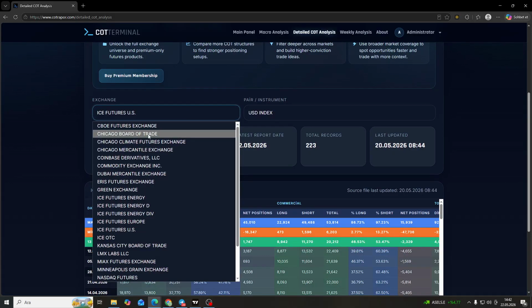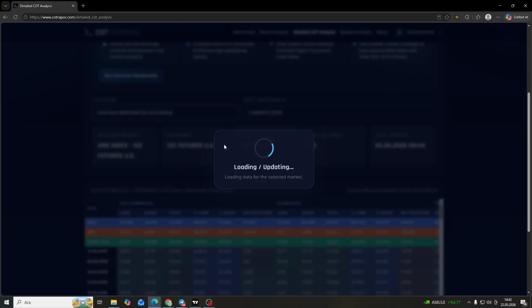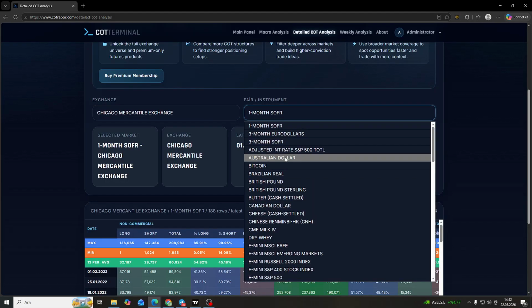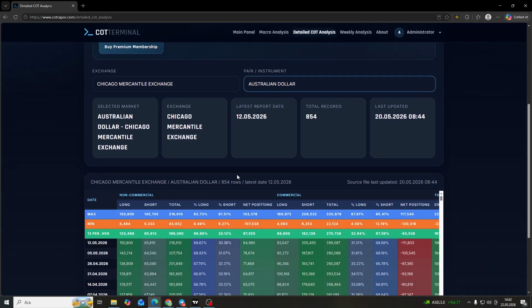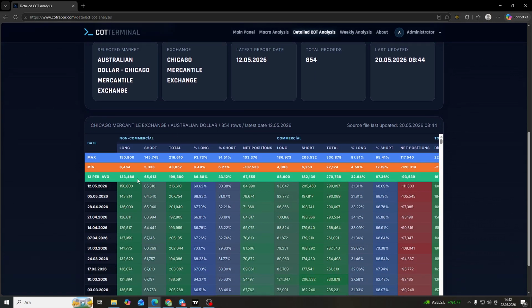So for example, let's go to the AUD/USD chart, AUD/USD data. If you look at the Australian dollar data, we can clearly see they are at all-time highs. So what does that mean?